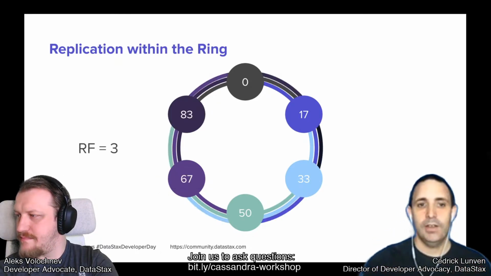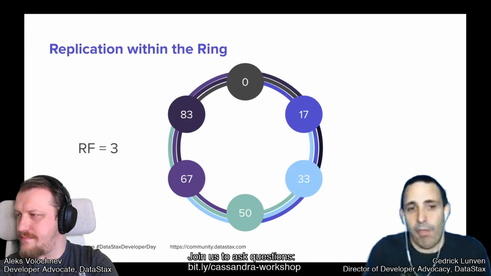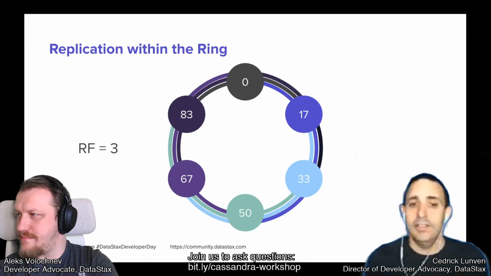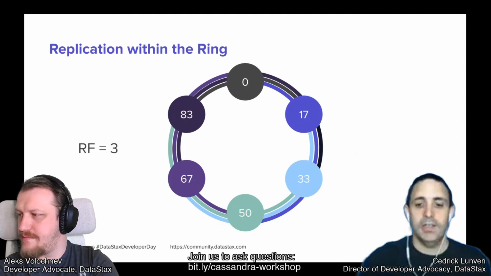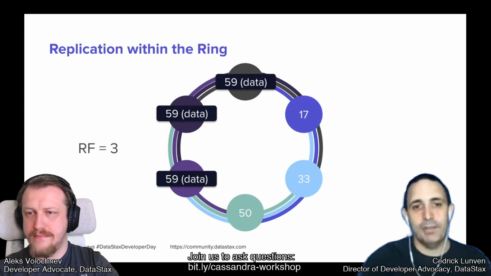Best practice is to use an odd number. The recommended best practice is to use 3 for replication factor. Now every single record lives on 3 nodes. So I come back with 59, and now I will send my 59 to 3 replicas.